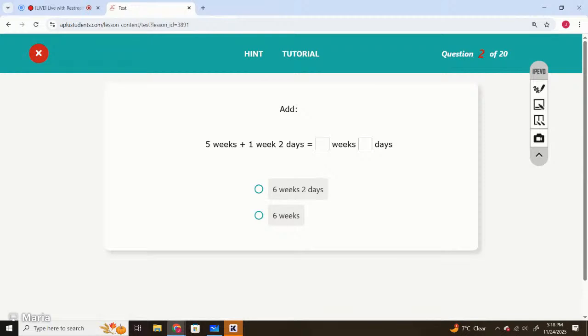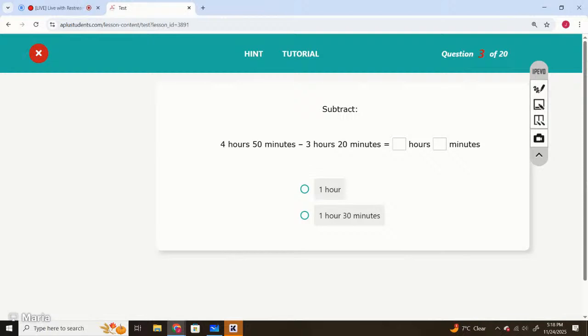5 weeks plus 1 week, 2 days. You have to add. So which is the correct option? So 5 weeks and 6 weeks and 2 days. Option number one is the correct option.